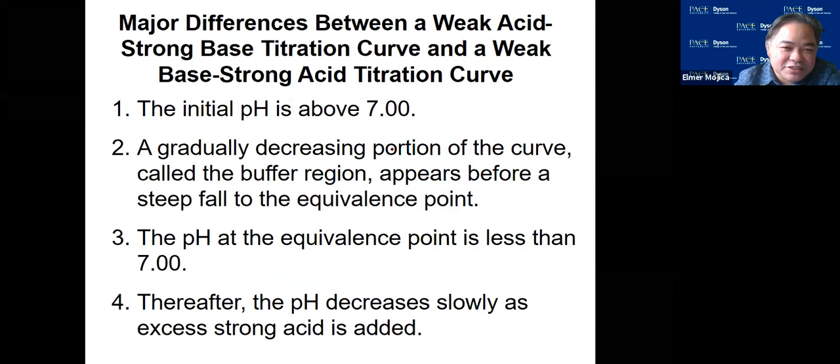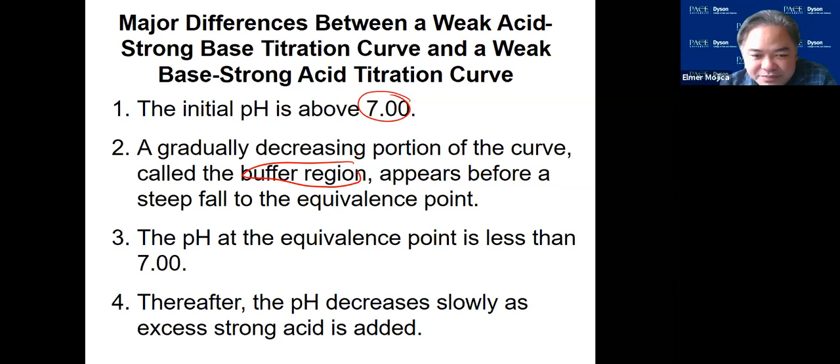And if you're going to look at the difference, the initial pH would be what? More above 7, because you have base initially. And then you see a gradual decreasing portion that's called the buffer region before a steep fall at the equivalence point. And the pH at the equivalence point is less than 7. And then after that, the pH will decrease slowly as strong acid is being added.